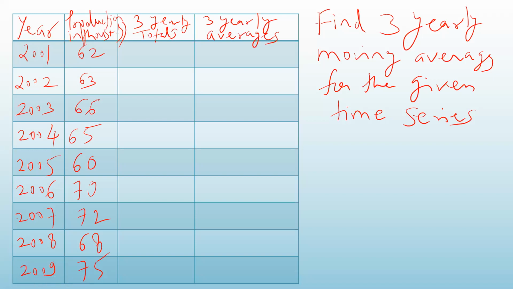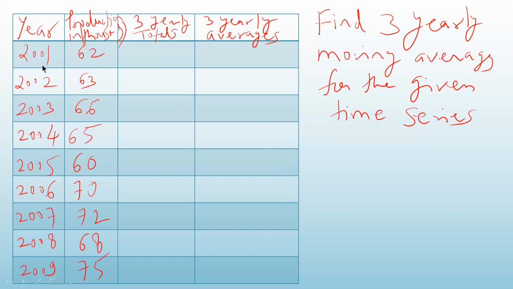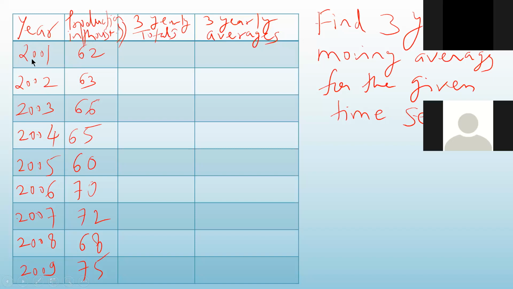I have to find out the 3 yearly averages. So I have to take the sum of the first three. While taking the average, you have to take the average of the current year, the previous year, and the next year for calculating for 2002. For 2001, I cannot calculate because I don't have the value for the previous year. So for this, I'll put a blank.